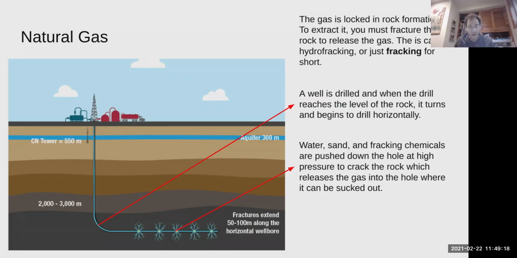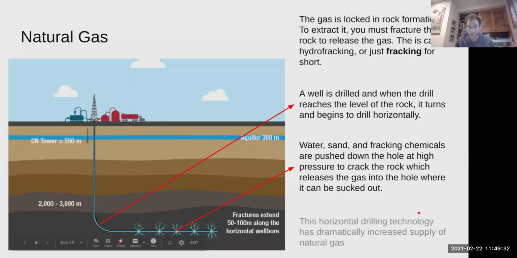It cracks the rock, releases the gas. The gas fills in the cracks, and then you create a vacuum, negative pressure, and you try to suck all of that water and sand and chemicals out, and the gas along with it. This horizontal drilling is the reason natural gas supplies have increased so much. This horizontal fracking.